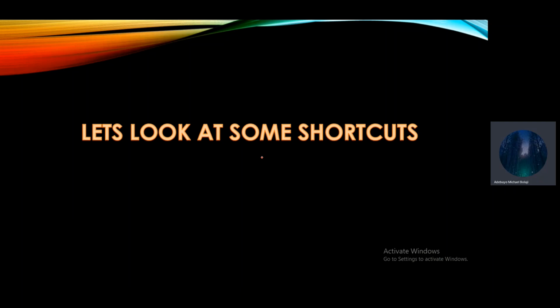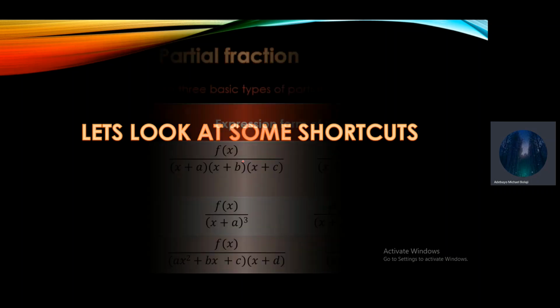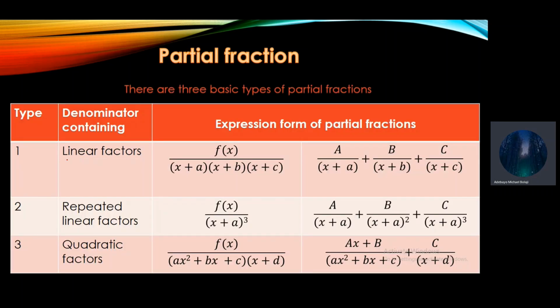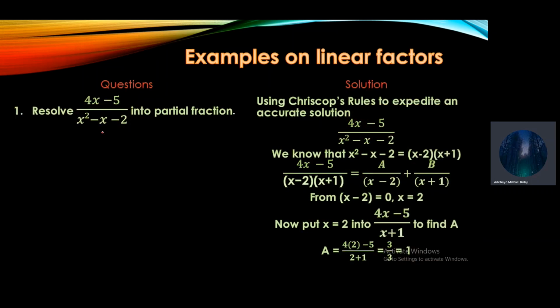Okay, in the last class, in part 1 of partial fractions, we talked about linear factors where we introduced, I think, 2 examples. In today's class, in this part 2, we're going to be looking at shortcuts under these examples. Now remember what we discussed. We said linear factors, if we have an expression of this form, can be resolved into partial fractions to give something like this: a over x plus a plus b over x plus b plus c over x plus c. Okay, now let's look at some shortcuts.